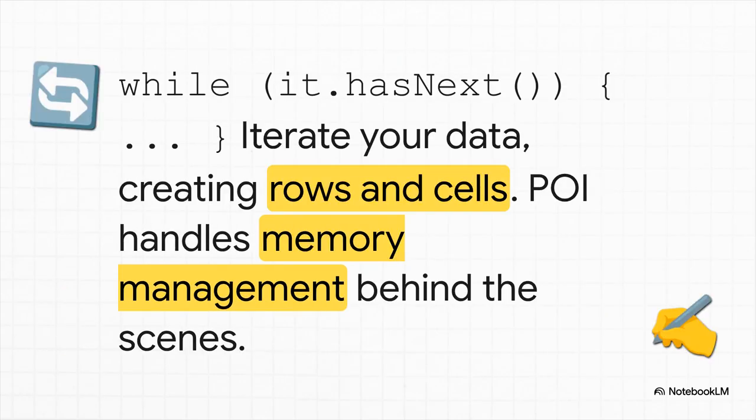Now for step 2, the real workhorse of the operation. You just loop through your data, maybe from a database result set or whatever your source is, and the code inside this loop, it's going to look almost exactly like what you're probably used to. You create a row, you create cells, you put your data in. But behind the scenes, POI is doing all this amazing memory management for you.